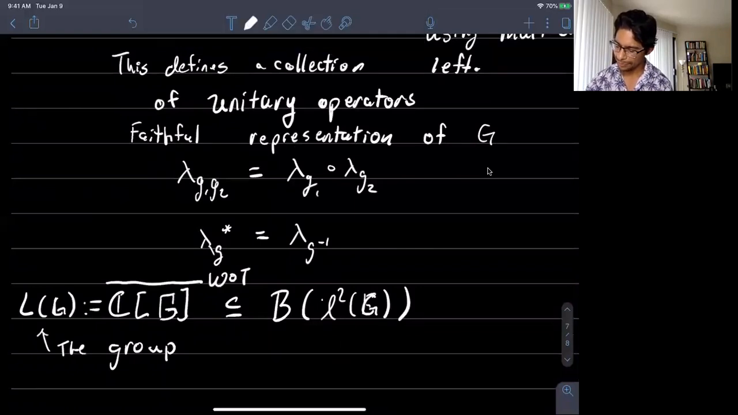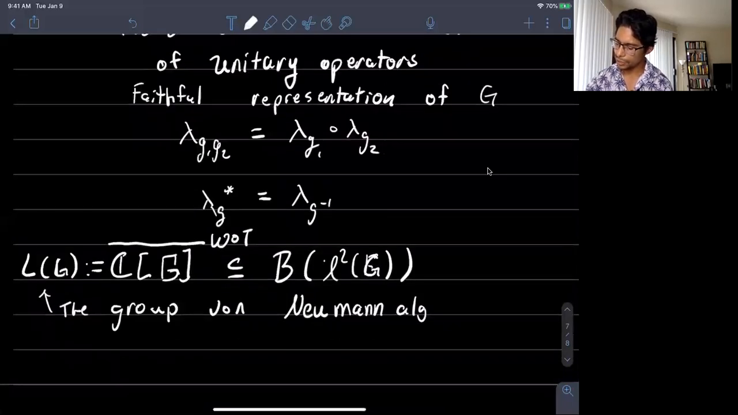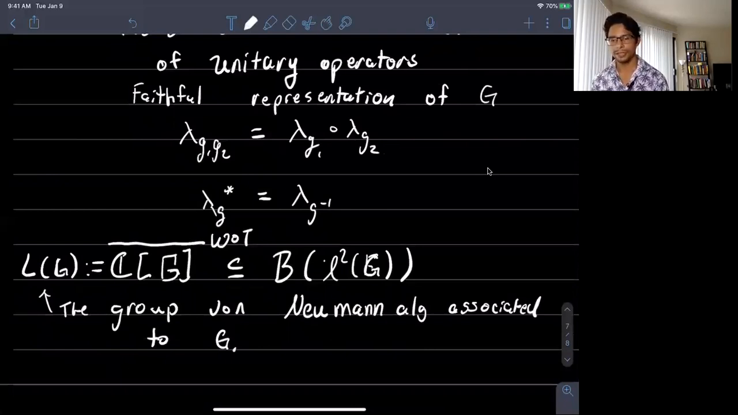This is the group von Neumann algebra associated to the group G. So you start with the left regular representation, build an algebra, close that up in the weak operator topology, and there you go. You have an example of a von Neumann algebra.